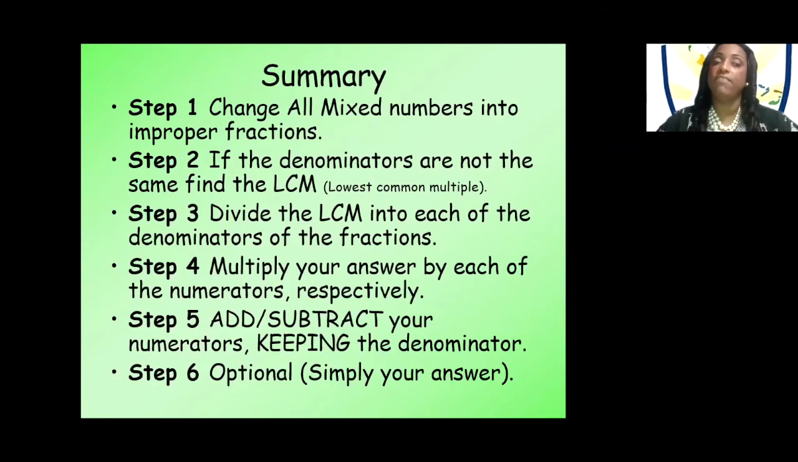Step 3, you want to divide that LCM into each denominator. Okay, each of the denominators for the fractions, you want to divide the LCM into those. Then step 4, you want to multiply that answer by each numerator respectively. Okay? Step 5, you want to simply do as the signs suggest, and remember to watch the signs. If the sign says to add, you want to add. If it says to subtract, you want to go ahead and subtract. Okay? Keeping the newfound denominator or the LCM.